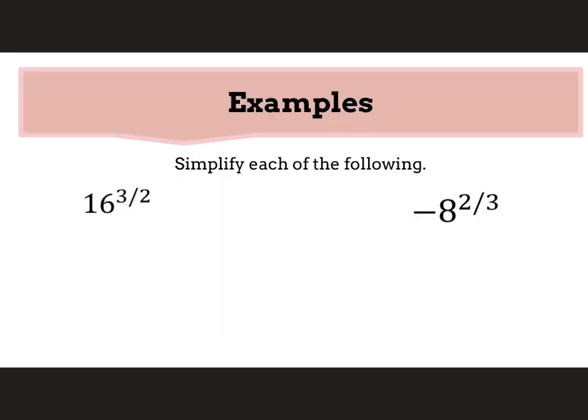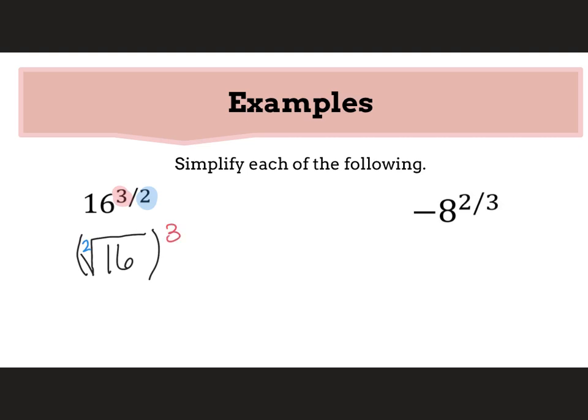For the first few examples, we're going to rewrite the radical first. It might be easiest to set up your radical before you begin. Remember that the denominator becomes the index, and the numerator becomes the exponent.